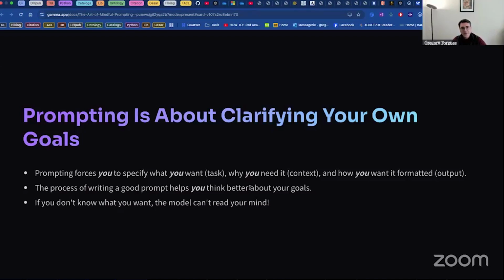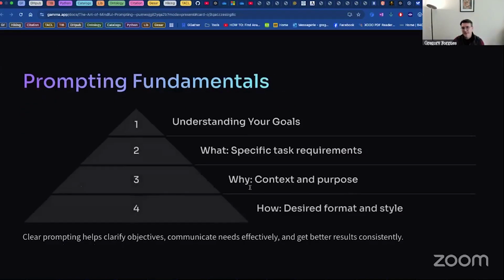And so if you want to write a good prompt, essentially, you will have to think about what your goals are, what it is you really want to do there. And it's kind of fascinating too, because it's a dialogue between the model and you, and the prompt forces you to structure your own thought and your thought process. If you don't know what you want, the model won't be able to read your mind, right? And this is why prompting is essential, because we have to understand our goals.